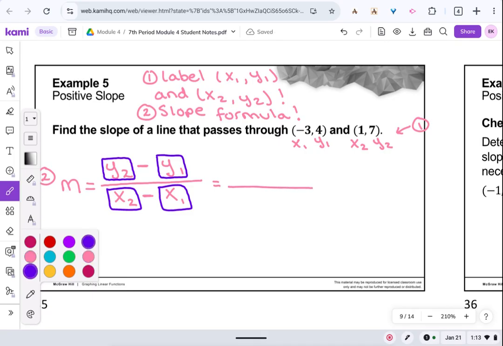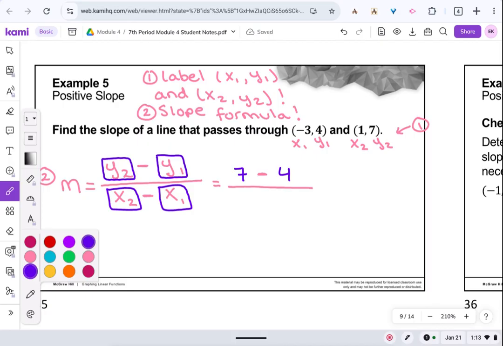Okay, so the next thing that comes on top is y2. If I look at my coordinates up here, y2 is 7, so I'm going to go ahead and write a 7 here. Again, I'm just getting that from what y2 is labeled. There's always a minus sign in between these two numbers, so I'll keep that in the pink. And then the next thing that comes is y1. If I look up above at what I've labeled, y1 is going to be the number 4.